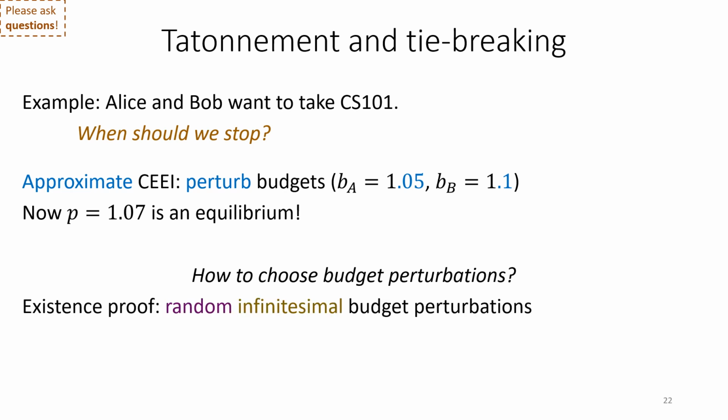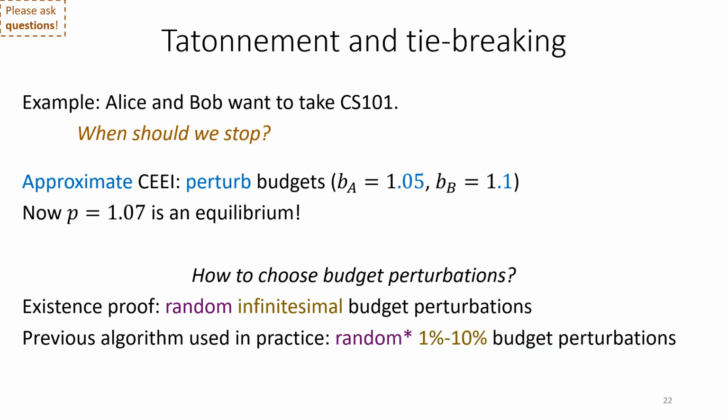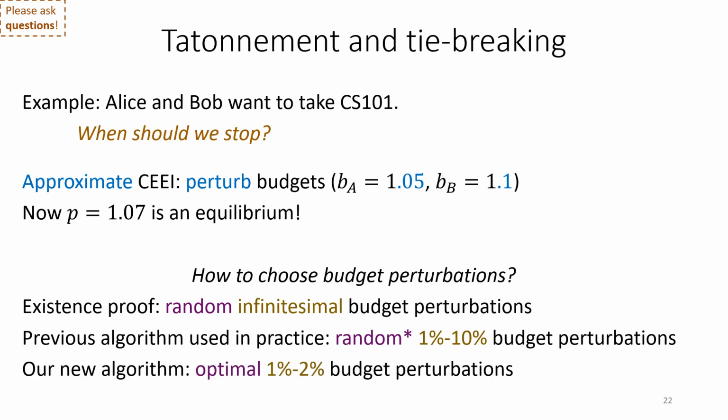The original existing proof of Budish chooses random, infinitesimally small budget perturbations. However, the proof highly relies on the fixed point theorem, which is hard to implement efficiently. Because of this, the previous algorithms used in practice consider larger random perturbations. Even so, this choice still requires a lot of computation to find a reasonably small market clearing error. In this paper, we provide a new idea: we choose the optimal budget perturbation so that the clearing error is minimized. And with this idea, we can also use a smaller perturbation.